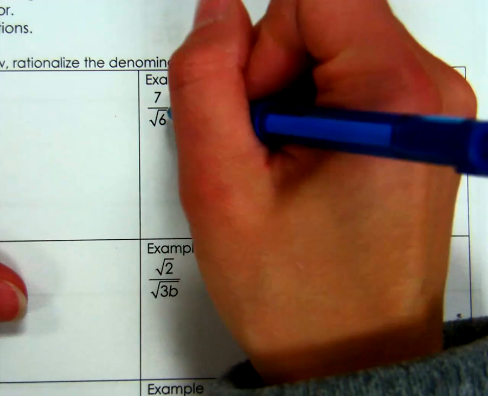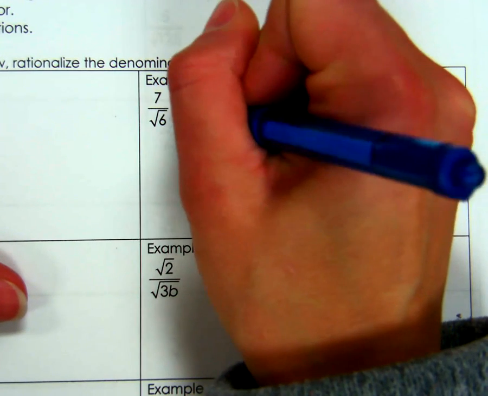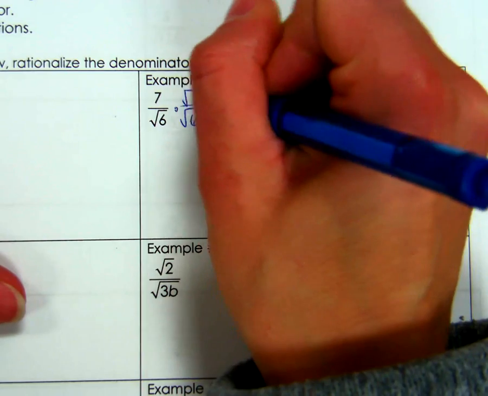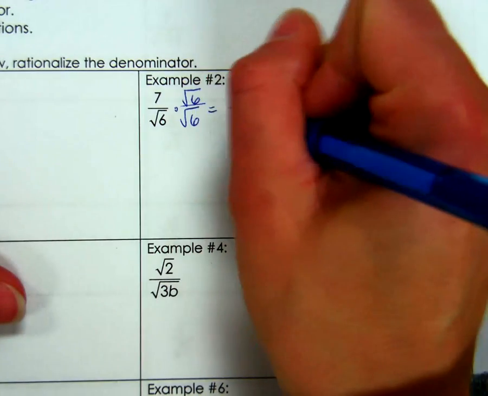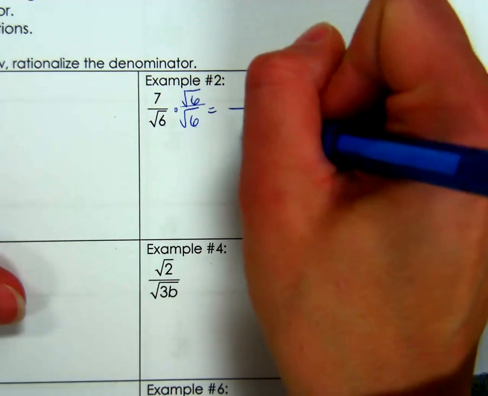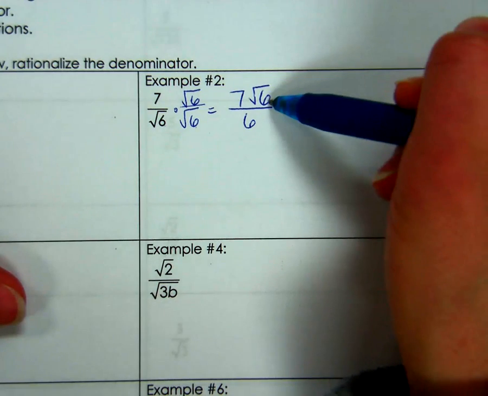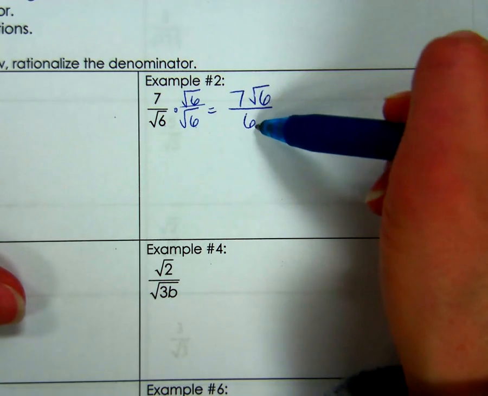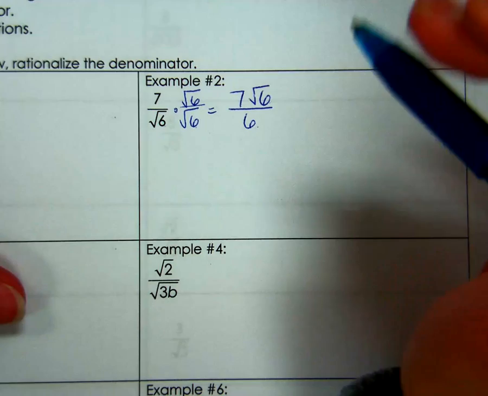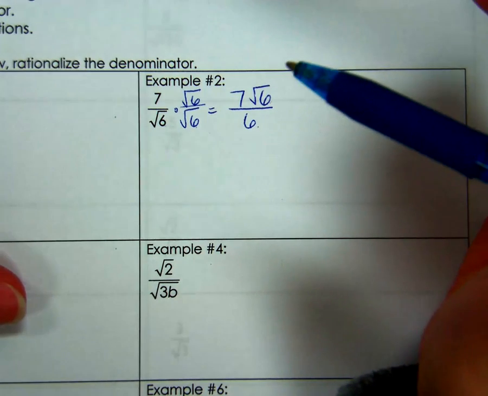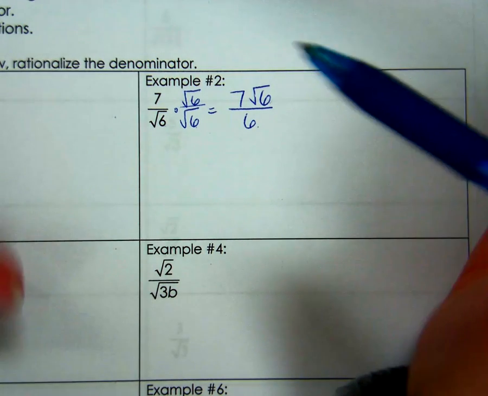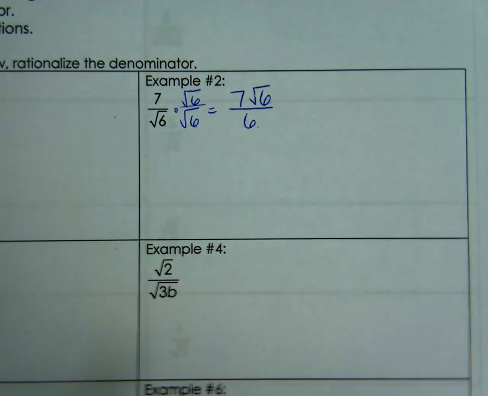For example 2, square root of 6 times the square root of 6 would eliminate that radical. Square root of 6 times square root of 6 is 6. 7 times the square root of 6. Can't simplify the square root of 6. Can't simplify 7 over 6. And you want to leave it improper. You don't want to write 1 and the square root of 6 over 6. Just leave it like you see it.